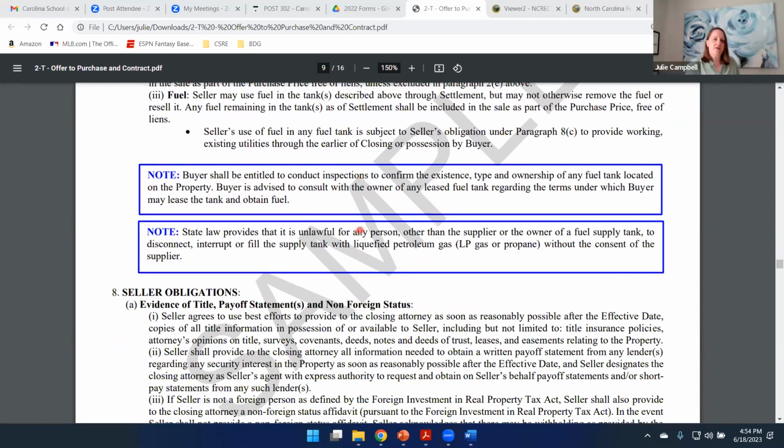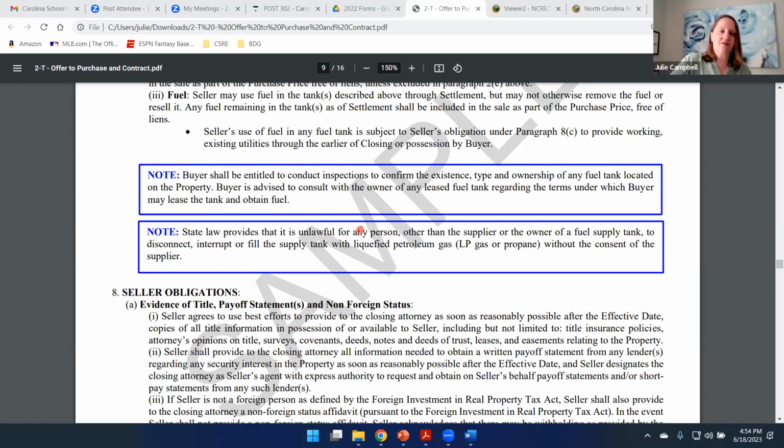The other one addresses state law, provides it's unlawful for any person other than the supplier or the owner of a fuel supply tank to disconnect, interrupt, or fill the supply tank with liquefied petroleum gas without the consent of the supplier. So hopefully that blue note is what helps prevent people from tampering with the tank or trying to drain it, disconnect it prior to settlement.